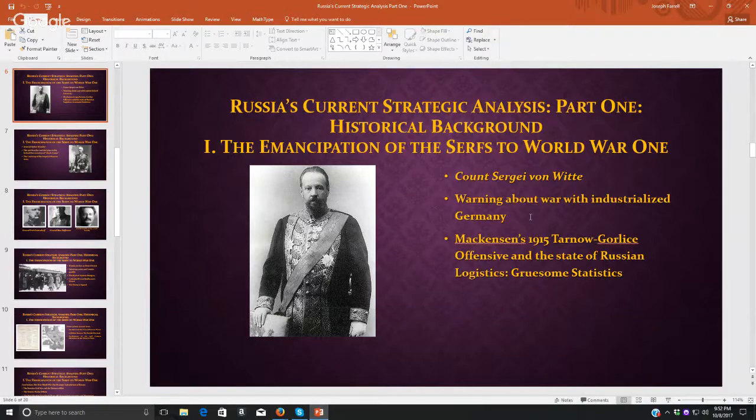And of course, you know, the grisly statistics are that the Russian army was entering World War I where the ratio of soldiers to machine guns was about 1,000 to 1. In other words, for every 1,000 Russian soldiers, there might be a machine gun company in a unit. The ratio of soldiers to machine guns in the German army at the beginning of World War I was approximately 100 to 1. So already you can see that the odds are not too good. So unfortunately, Russia didn't listen to the warnings of von Witte.